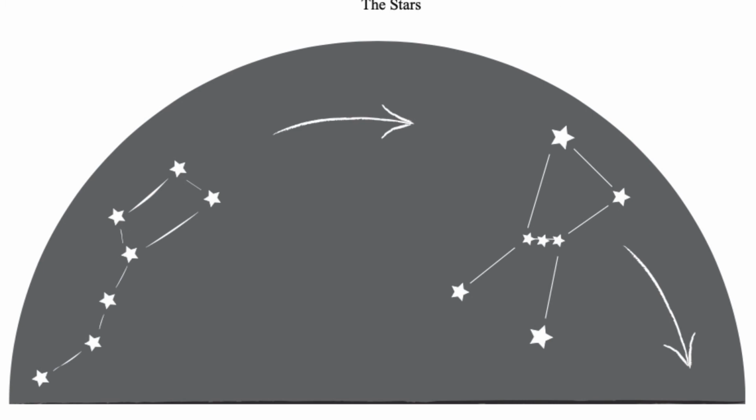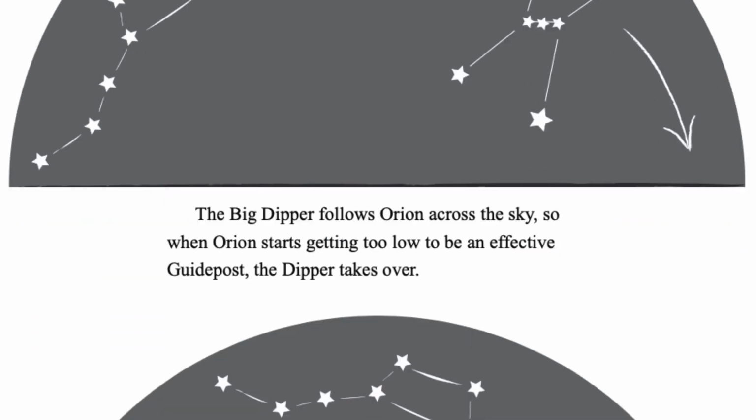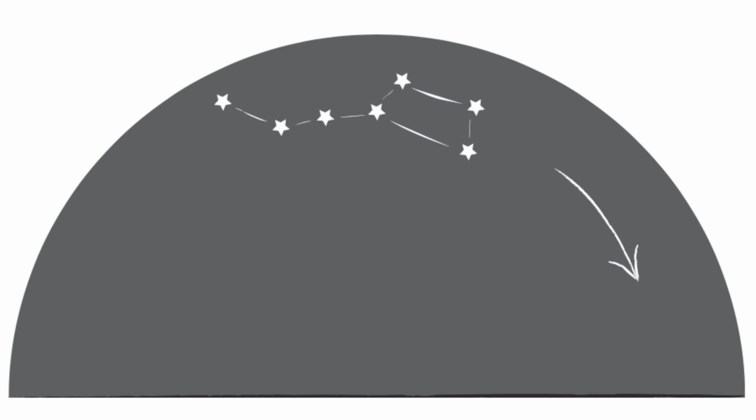The Big Dipper follows Orion across the sky on a particular night. So remember, things generally rise in the east, pass through the sky, and set in the west. The Big Dipper will be following Orion across the sky, so when Orion starts getting too low to be an effective guidepost constellation, the Big Dipper takes over. The Big Dipper moves across the sky, leading with its front lip and its handle following behind.